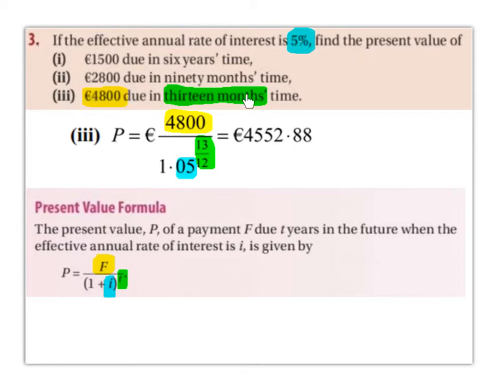Part 3. €4,800 due in 13 months' time. So again, we substitute into our present value formula. We swap the F for 4,800, the I for 0.05, and the T time is 13 over 12. And we end up with €4,552.88.